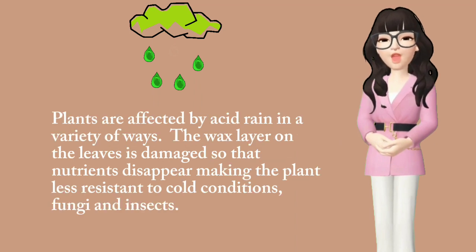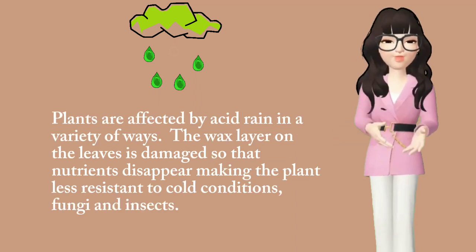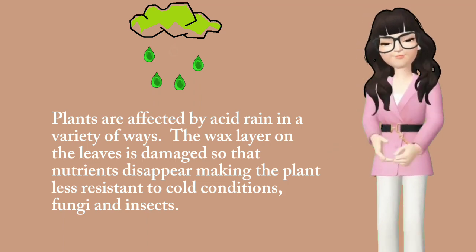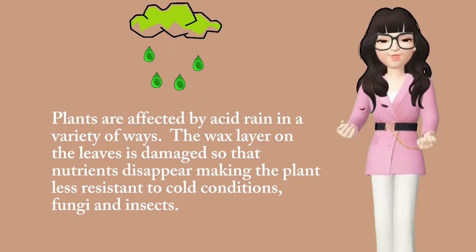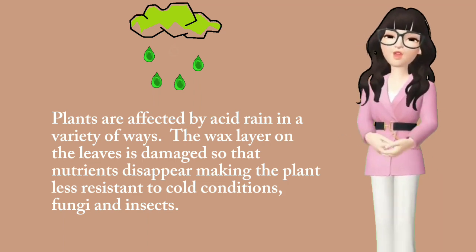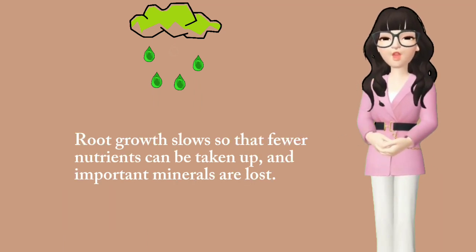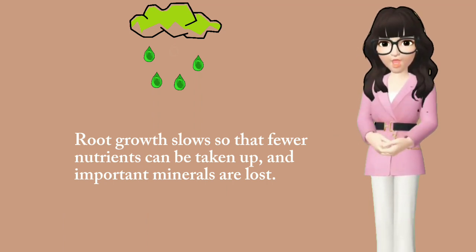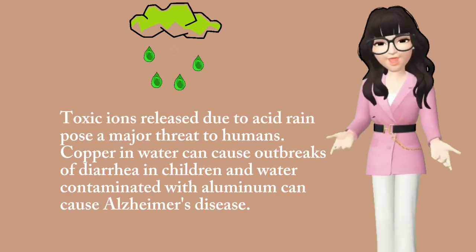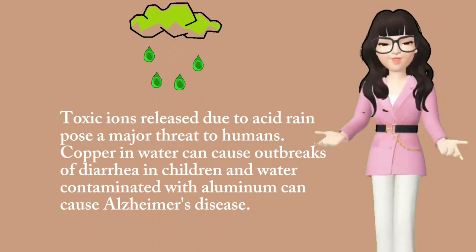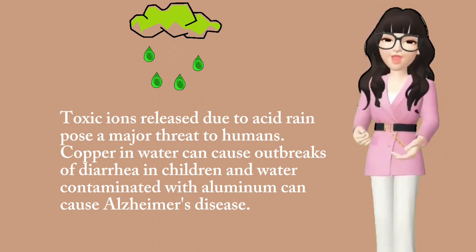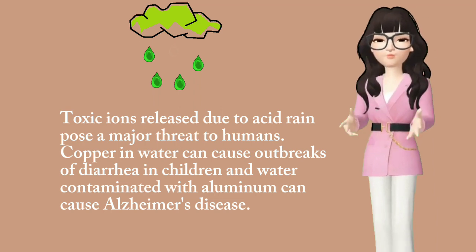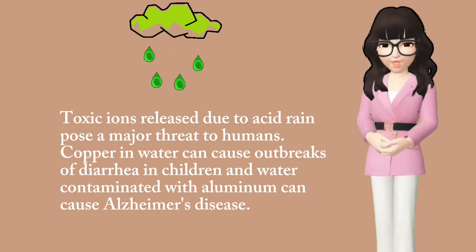Plants are affected by acid rain in a variety of ways. The wax layer on the leaves is damaged so that nutrients disappear, making the plant less resistant to cold conditions, fungi and insects. Root growth slows so that fewer nutrients can be taken up, and important minerals are lost. Toxic ions released due to acid rain pose a major threat to humans. Copper in water can cause outbreaks of diarrhea in children, and water contaminated with aluminum can cause Alzheimer's disease.